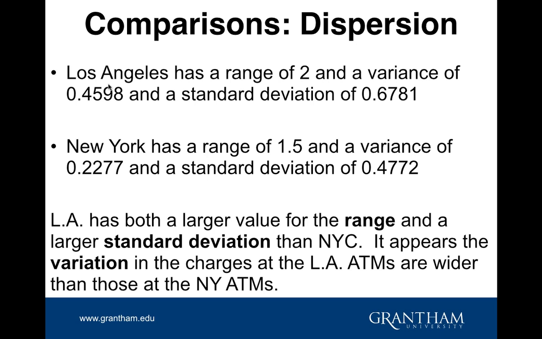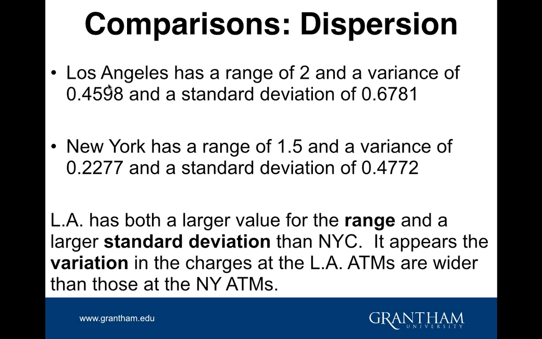And so that means that the variation, that means one ATM might charge 50 cents. The next ATM might charge $3. The next ATM might charge 25 cents. The next one might go really high to $3.50 or something. So that means that the variation in LA is pretty high. It keeps on jumping. It goes from one small value to a high value to a small value to a high value. This is what variation means. Whereas in New York City, it's more stable. The cost for the ATM fees are more stable. There's not as much spread.